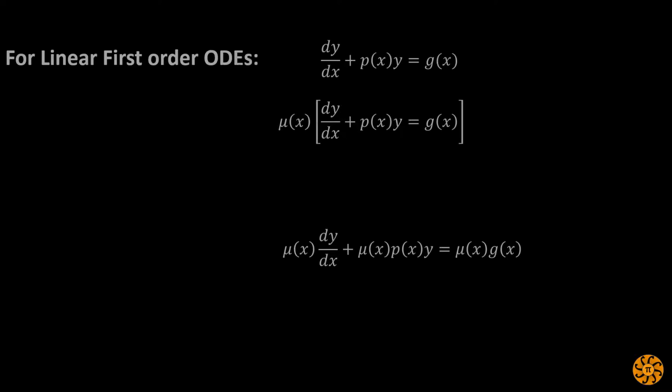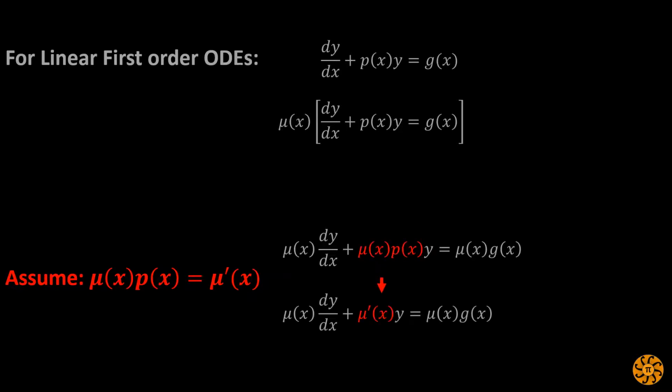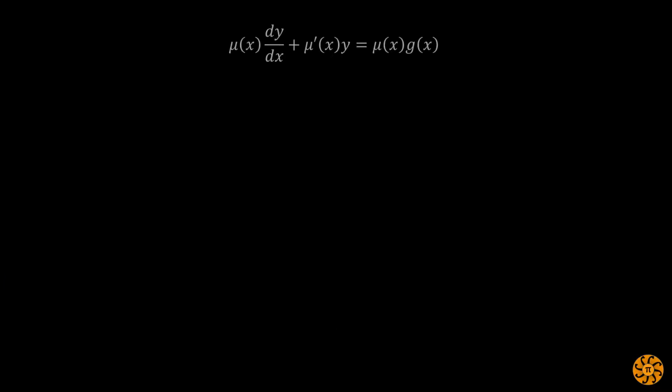In order to get this method to work, we need to assume that mu of x times p of x equals mu prime of x. This assumption allows us to write the ODE like this. We can further simplify this by applying the product rule. u times v prime equals u dv plus v du.